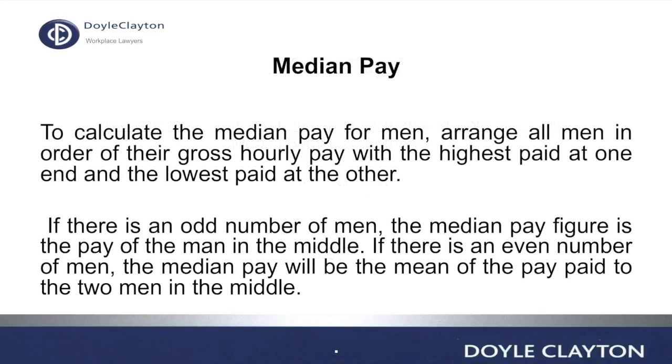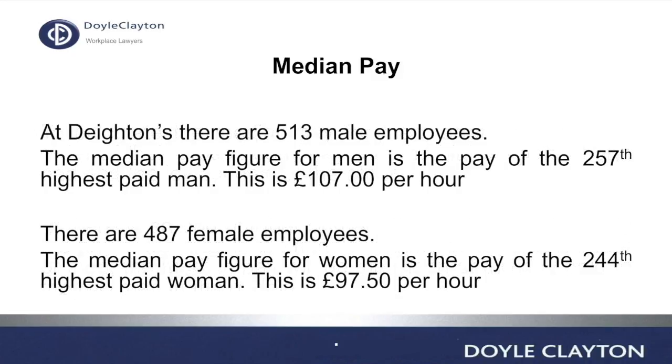To calculate the median pay for men and women at Dayton's, the men and the women should be arranged separately in order of their gross hourly pay. If there is an odd number of men, the median pay figure is the pay of the man in the middle. If there is an even number of men, the median pay will be the mean pay of the 2 men in the middle. There are 513 male employees at Dayton's. The median is the gross hourly pay of the 257th highest paid man. He is paid £107 per hour.